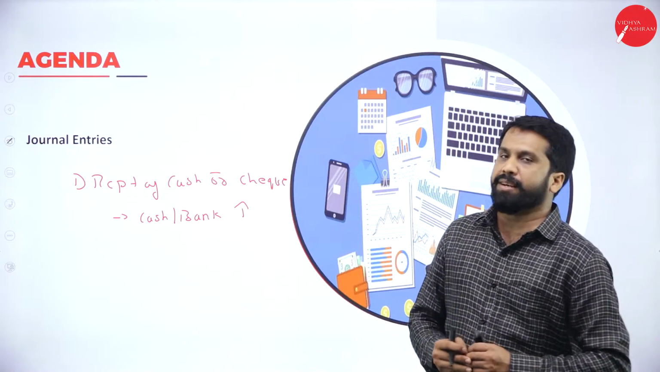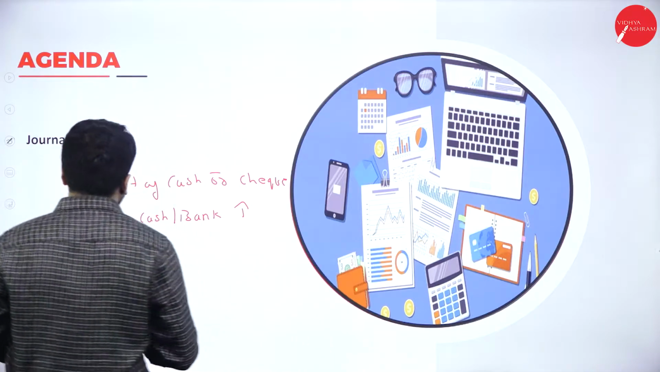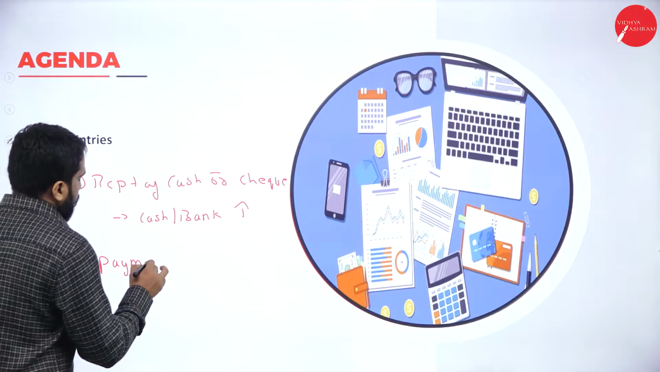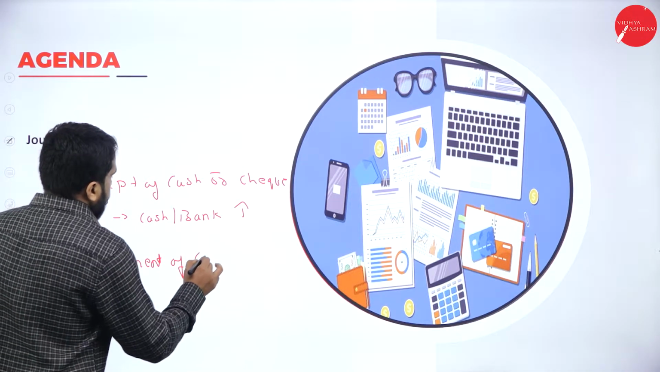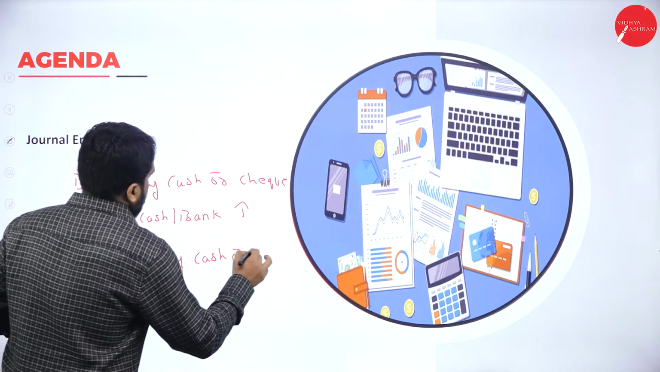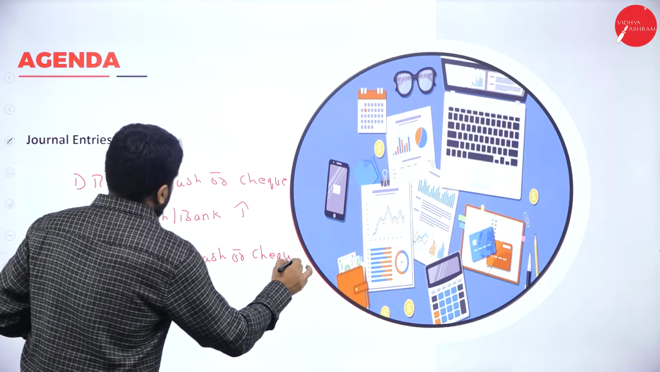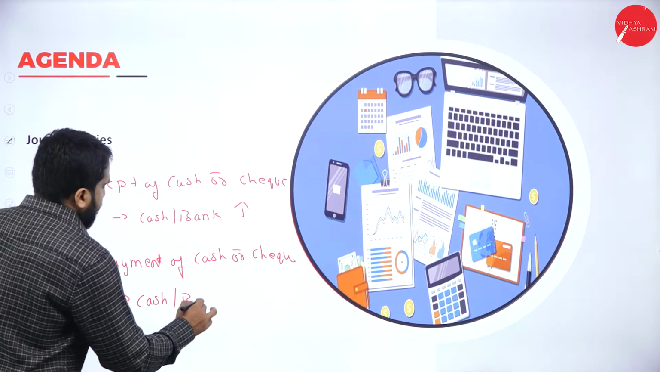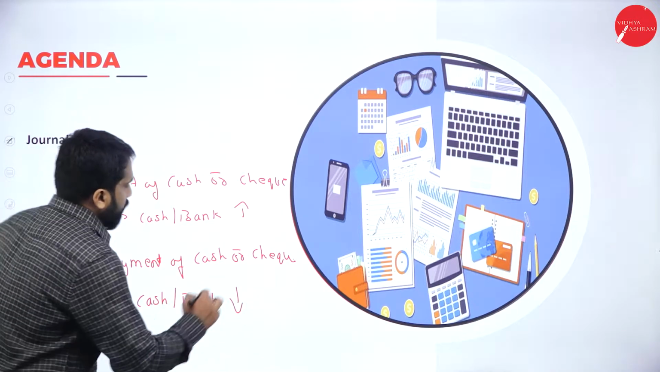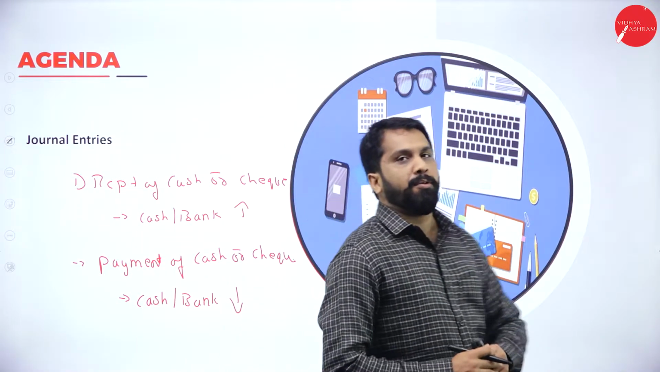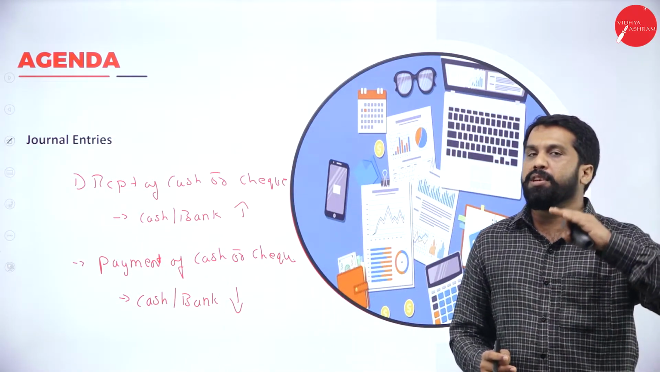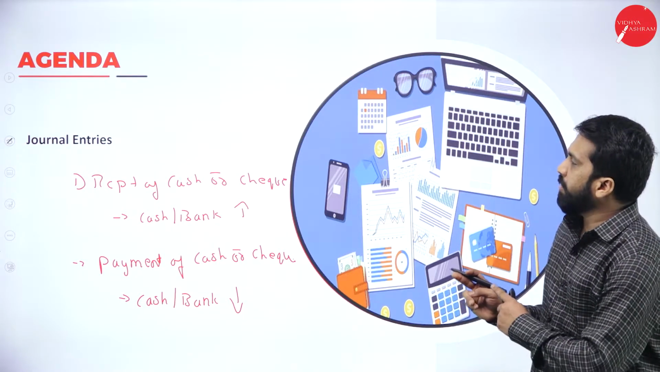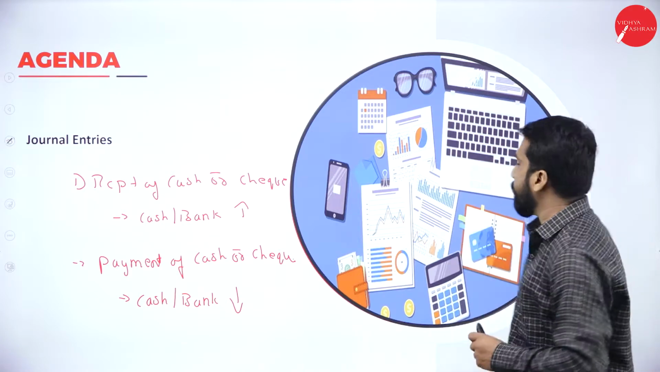We'll go for the second one. Payment of cash or cheque, so it is nothing but cash or bank should be down. This is your logic number 1. If you are receiving, it is up. If you are paying, it is down. Clear? Yes. This is the first one.